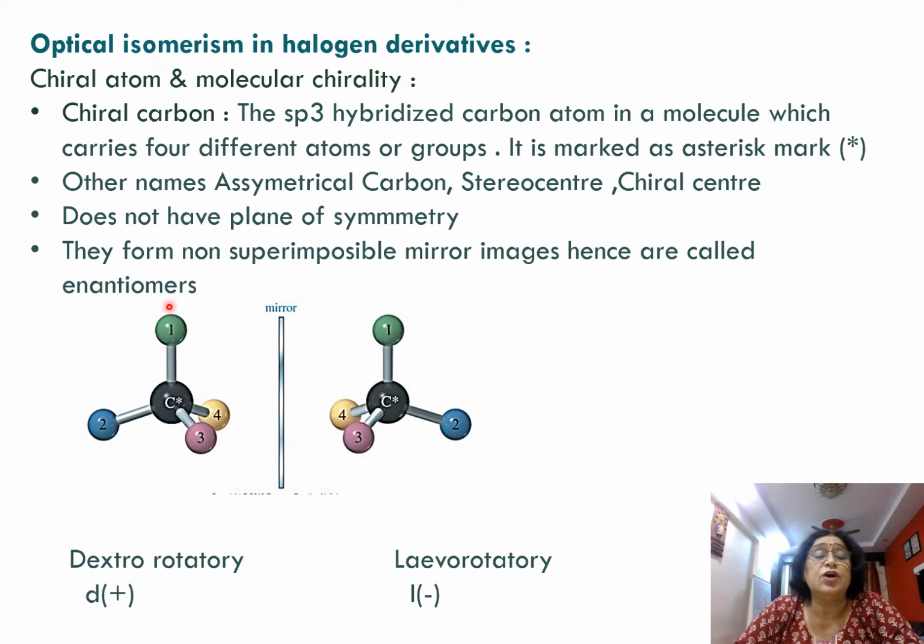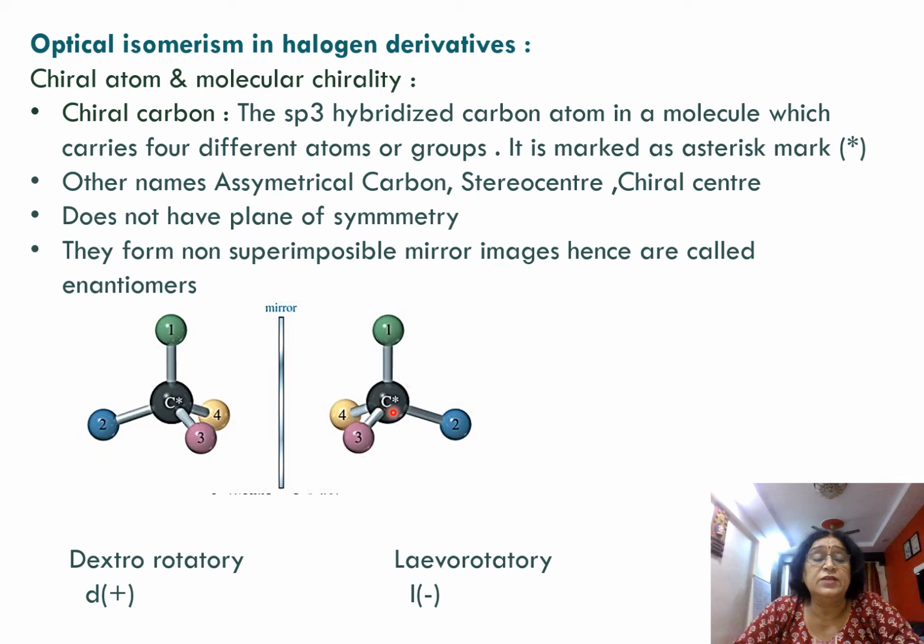Okay, this does not have a plane of symmetry. What do you mean by plane of symmetry? That means this cannot be divided into two equal halves. This carbon cannot be divided into two equal halves, and it forms a non-superimposable mirror image. So if you see the mirror image of this carbon, you see here it is non-superimposable. So if you put the object and the mirror image one over the other, it is non-superimposable.